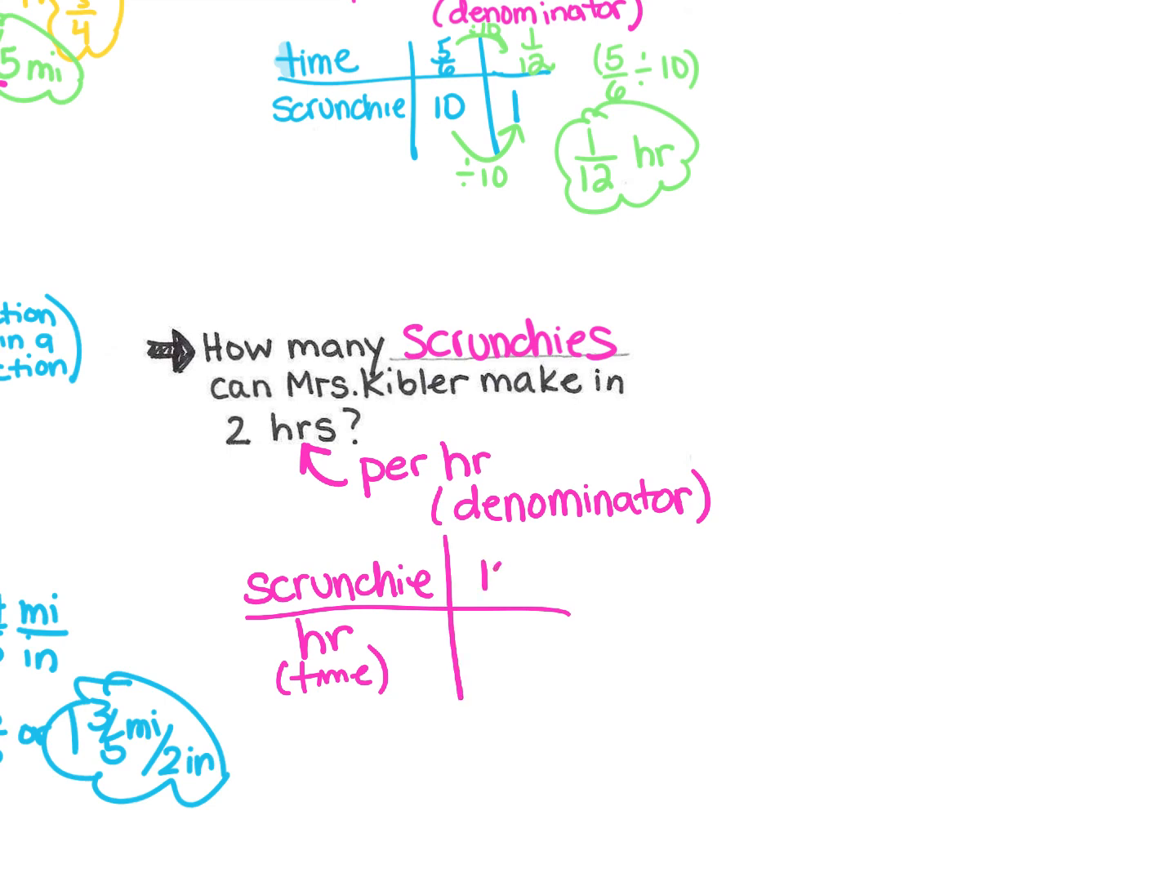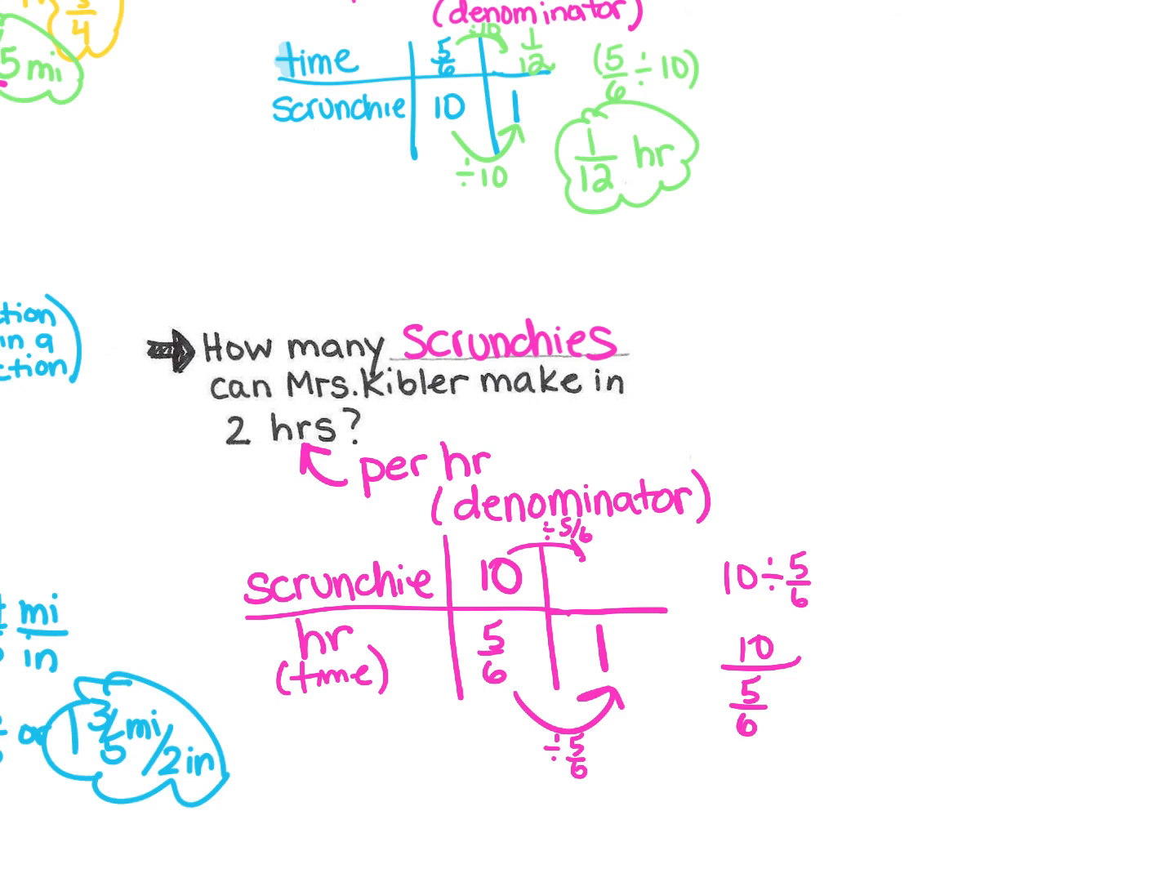So now I know I have 10 scrunchies in 5/6 of an hour. When I set this up, I want to know how many scrunchies I can make in 1 hour. 5/6 divided by 5/6 will give me 1, so I'm going to divide by 5/6 up here. Again, that looks like 10 divided by 5/6, or 10 over 5/6. When we plug that into my calculator, I get 12.